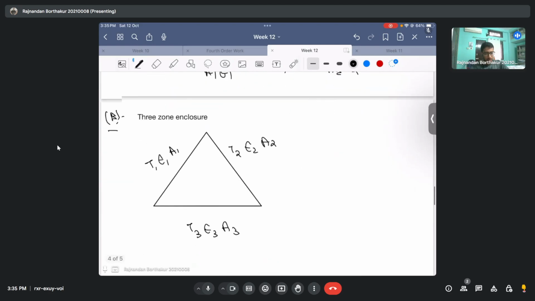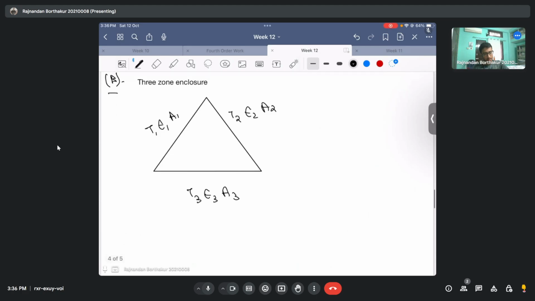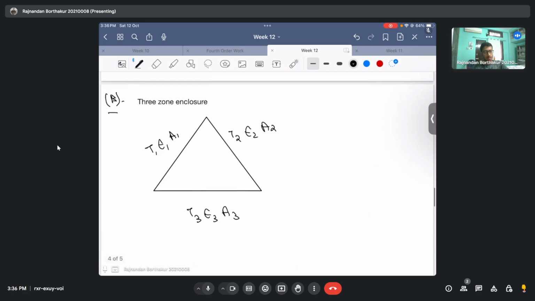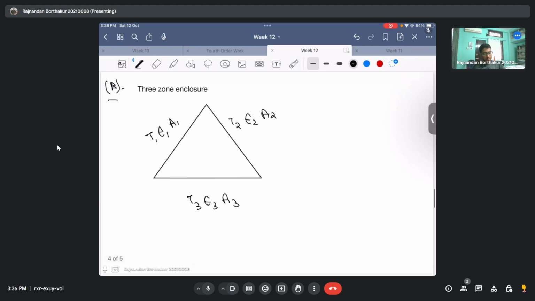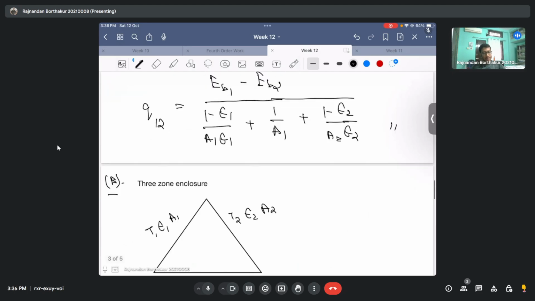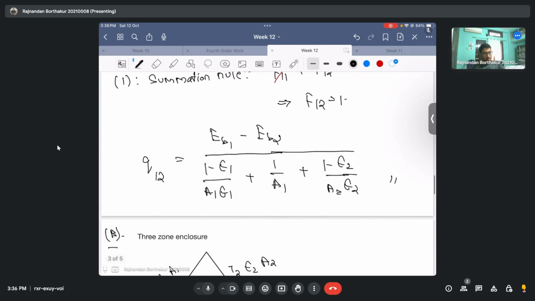Okay. If not, we'll look into one more problem, which we call the three zone enclosure. And again, the idea is to draw the resistance network. Okay. So that's what we will do. So again, before beginning, I'll stop here for a couple of minutes. If you want to have a look at this problem, or if you have any doubts associated with the previous problem, you can obviously speak and ask.